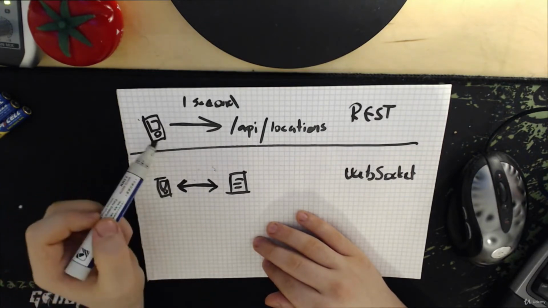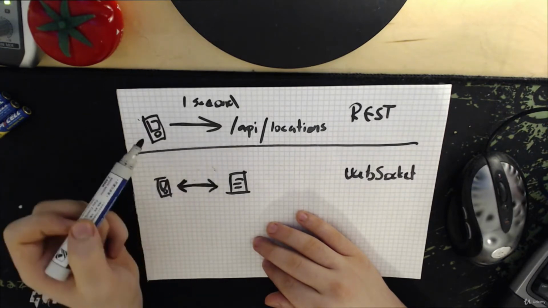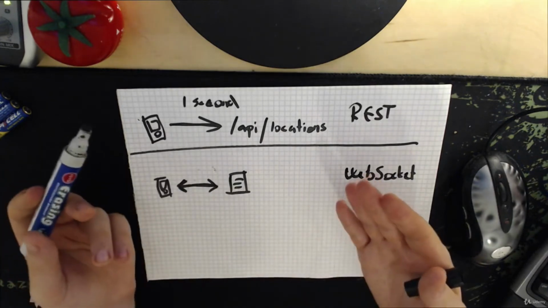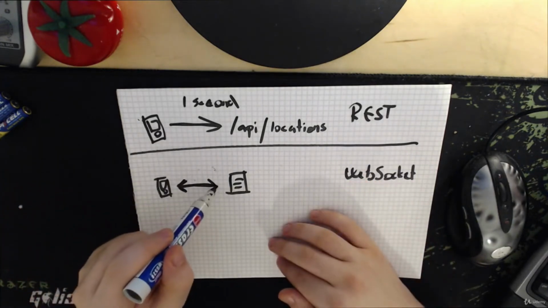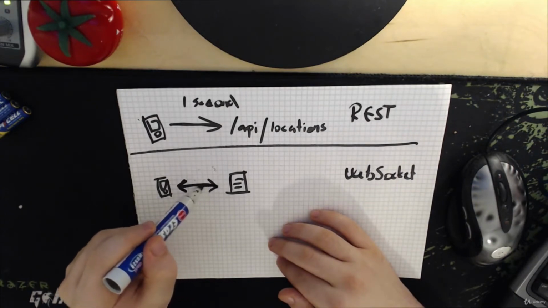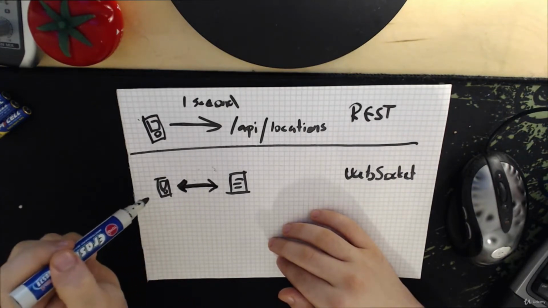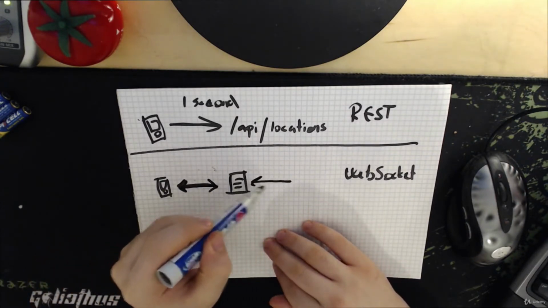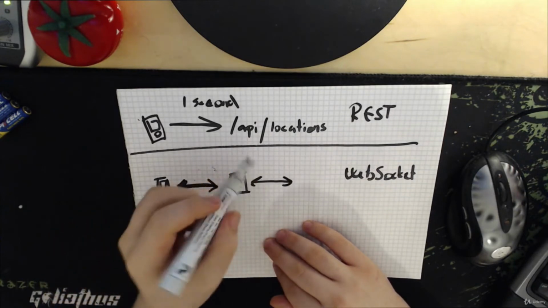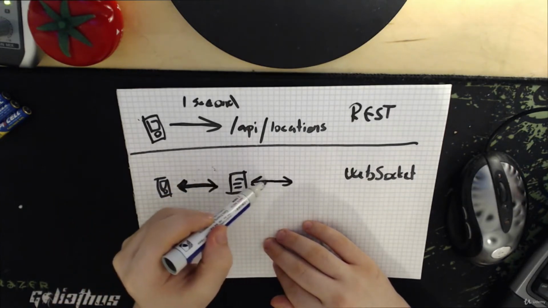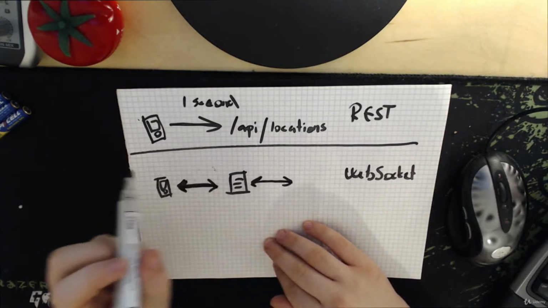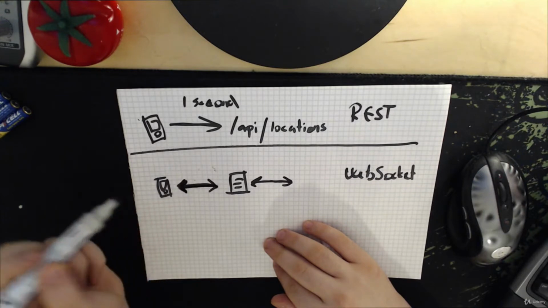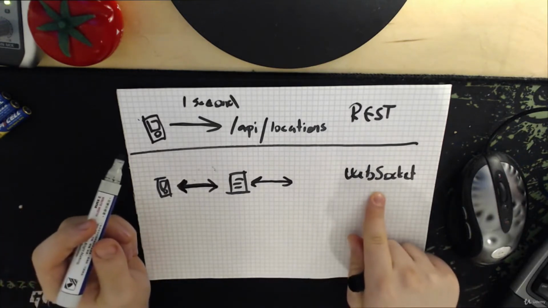So instead of the client constantly asking the server, hey, is there a new location? Is there a new location? And even if there's no updates, now we can update the client and say, hey, there's a new location. Here you go. Again, if our driver gets a new location, they can just send the new location to the server. And then the server sends the new location to the client here. So that's using WebSockets instead.